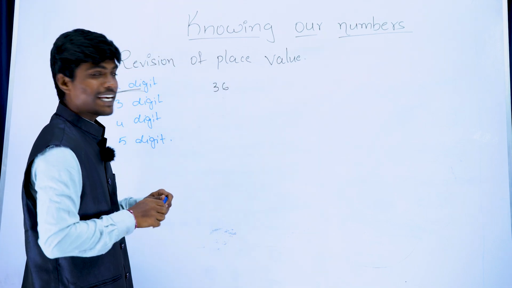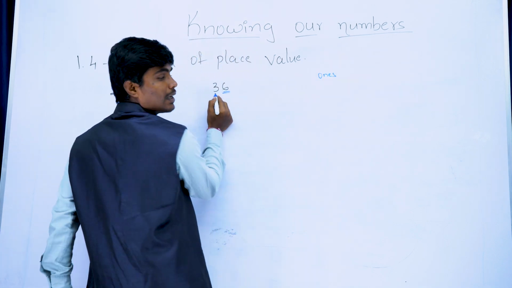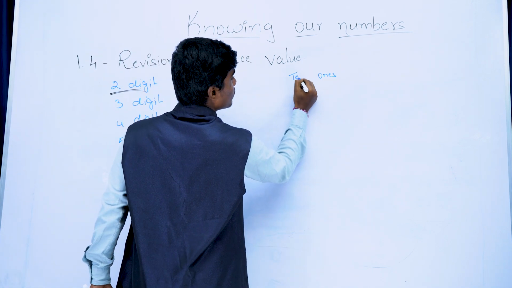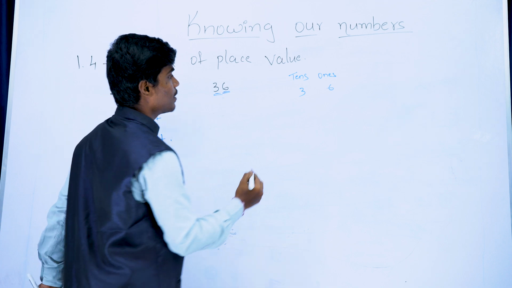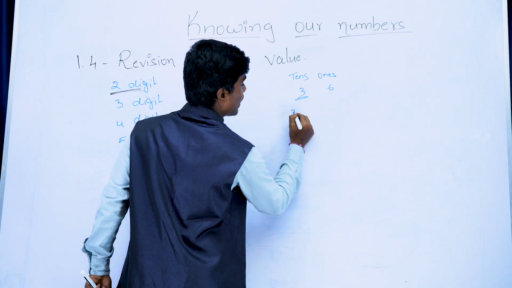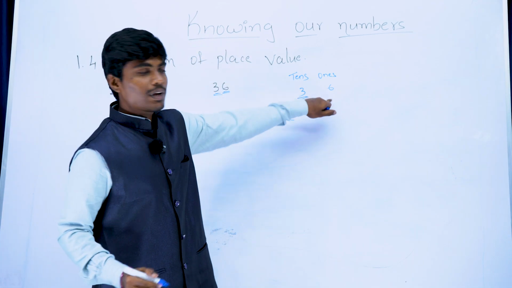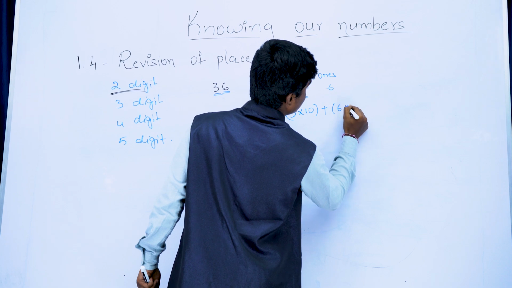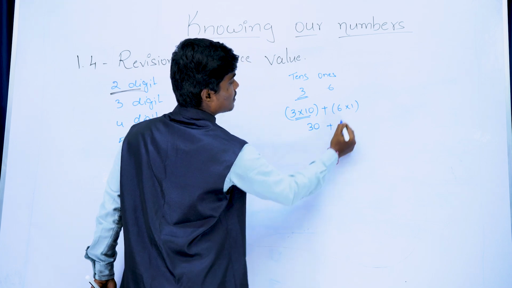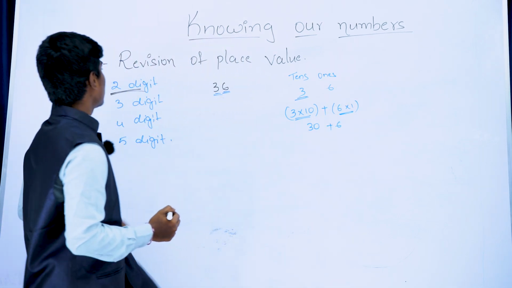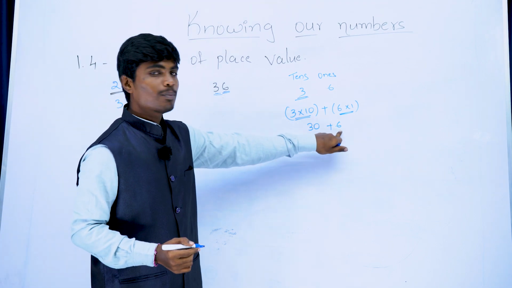For suppose a 2-digit number, let us assume the number as 36. The place value of 6 is ones and 3 is tens. In tens we have 3, so this is written as 3 into 10 plus, in ones we have 6, so 6 into 1. 3 into 10 is 30 and 6 into 1 is 6. The expanded form of 36 is 30 plus 6.